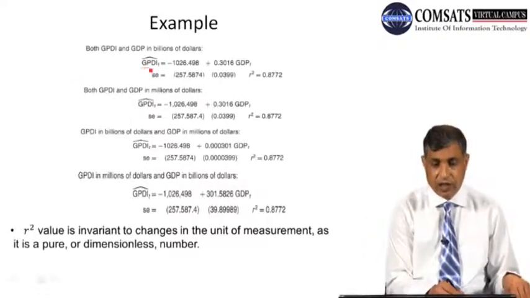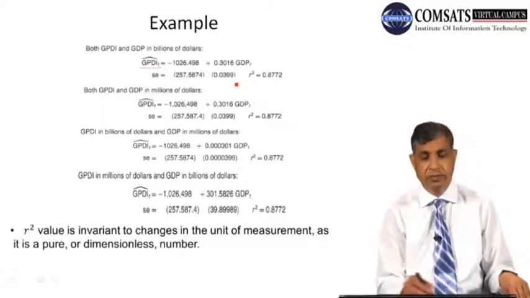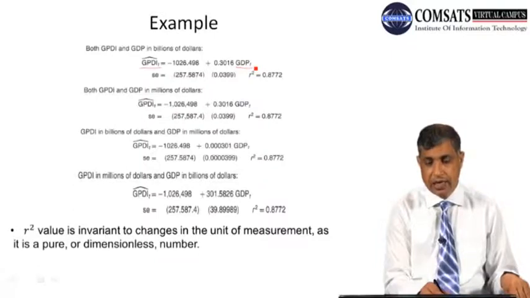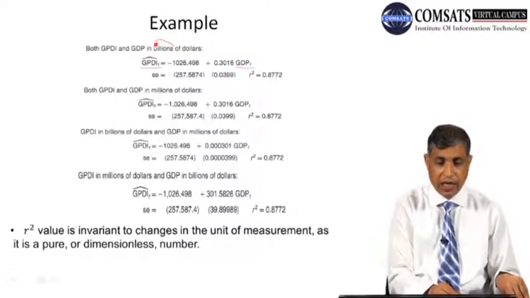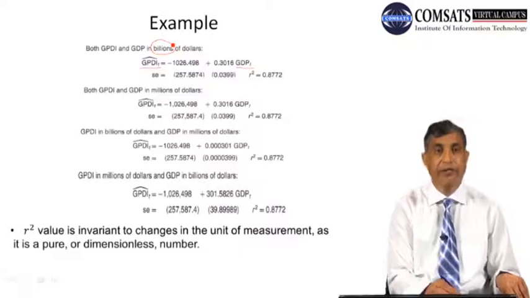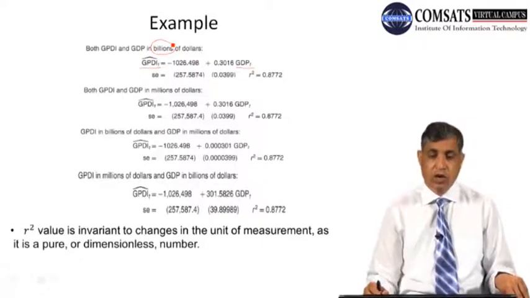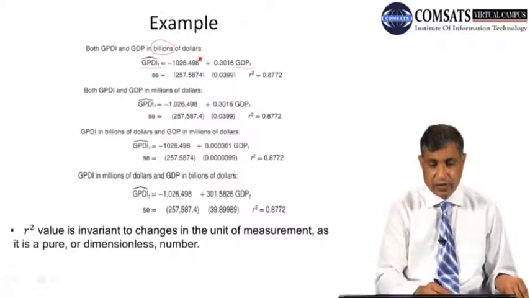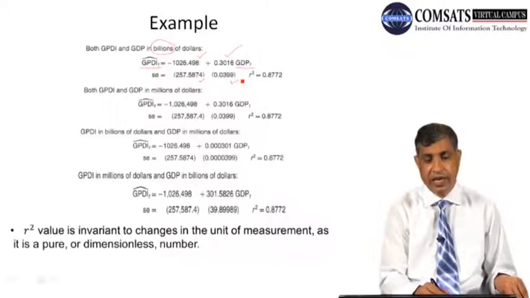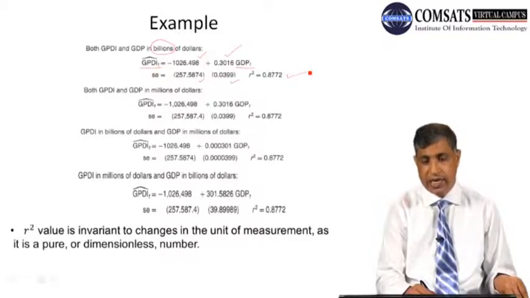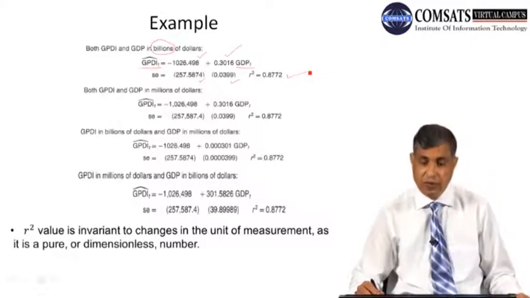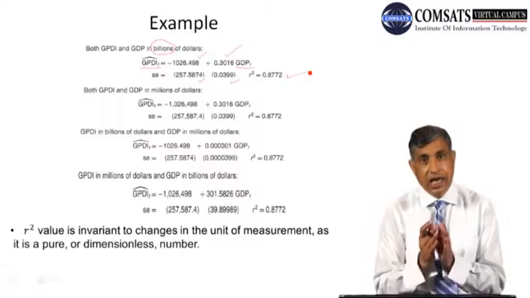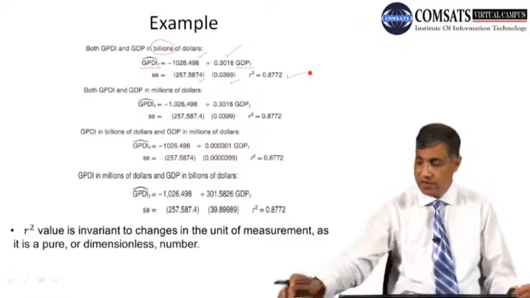So look at this data. This is the dependent variable, our GDPI investment, and this is the independent variable, that is the GDP. I have written here that both GDPI and GDP are in billion. Look at the values, this will help you. This is the value of beta 1 hat. This is beta 2 hat. This is the standard error of beta 1. And this is the standard error of beta 2 hat. And this is the residual sum, the explained sum of squares, or you can say this is the measure of goodness of fit.